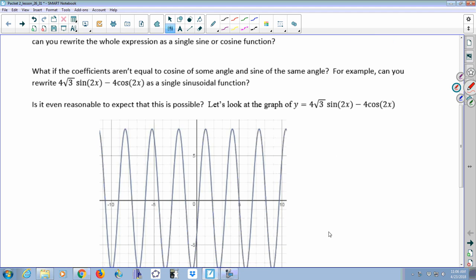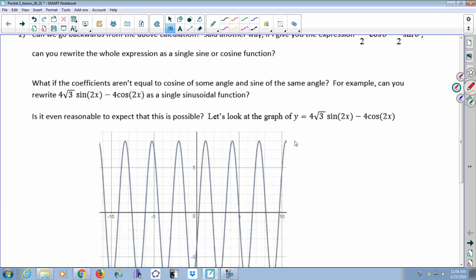Okay, let's put that down there. All right, so let's come back to this. If we had an expression like this, it's not quite as clear what this angle theta might be and what's happening to it. Is it being stretched? Is it being compressed? Is it being shifted? We don't know.